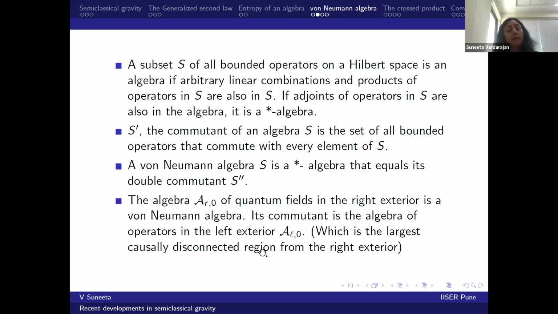Now, this is a basic result from quantum field theory, that the algebra of quantum fields in just the right exterior or the left exterior, it doesn't matter, I'll take the right exterior, is a von Neumann algebra. Now, what is the commutant of this algebra? It would be the algebra of operators which commute with every element of the right exterior fields. And what would they be? They would be operators in the left exterior, which is the largest causally disconnected region from the right exterior.